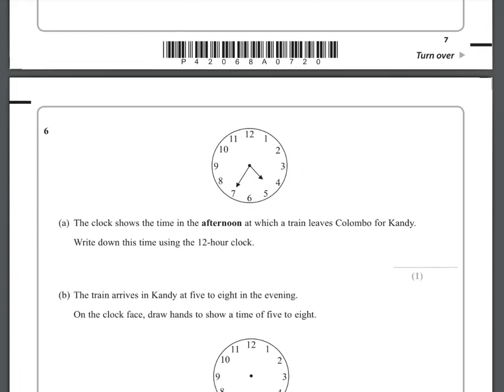Okay, let's keep going. Write down the time, this time using the 12-hour clock. So the hour hand has just gone past the 4, so it's 4 something, and then it's gone past half past, so that's half an hour and another 5 minutes. So that's 4:35. And it's in the afternoon, so that's got to be PM.